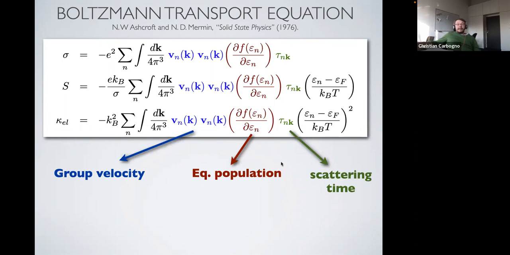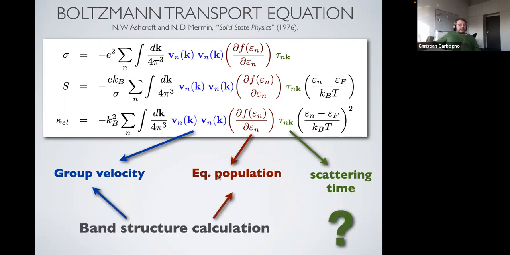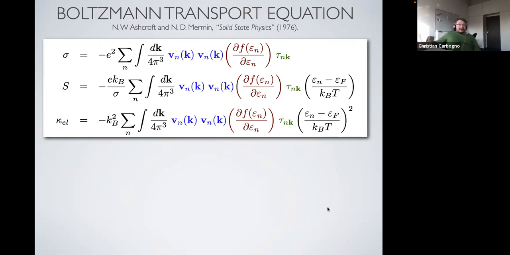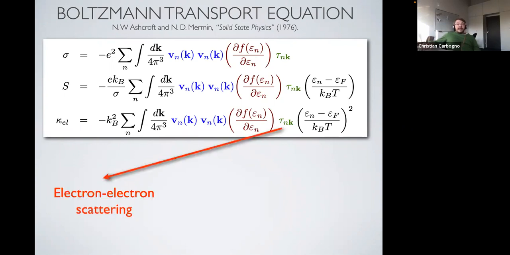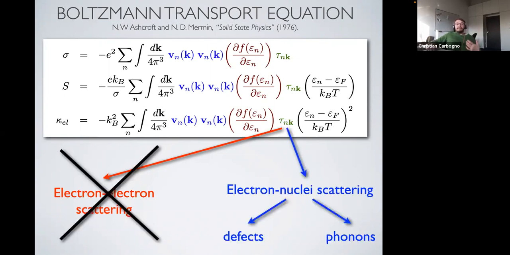of these materials. Again, group velocity and equilibrium population can be easily calculated in a band structure calculation. The scattering time is not. Actually, the scattering time can depend on very many different physical properties. To first order, we can have electron-electron scattering, so the correlation between the electrons. This is typically neglected because it is really only dominant if you are at a very high electron density that is not typically found in standard materials, only really in very dense metals.